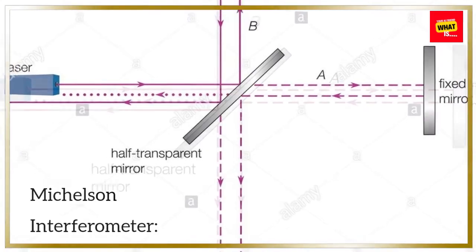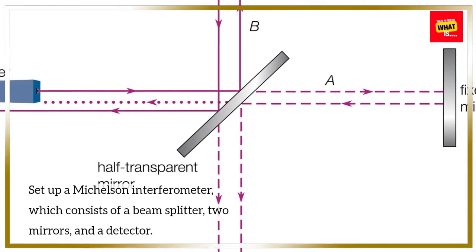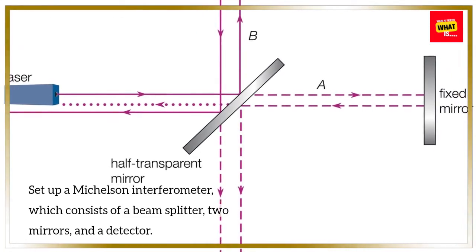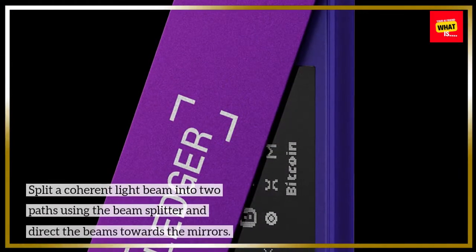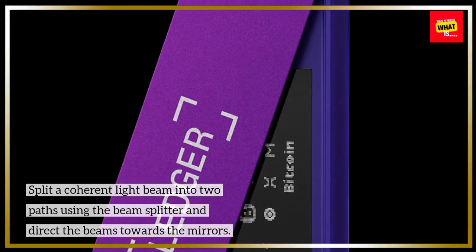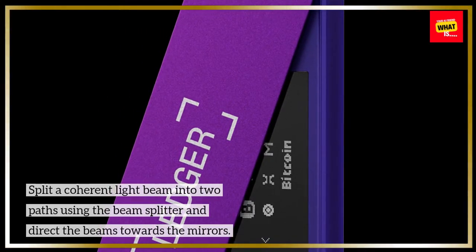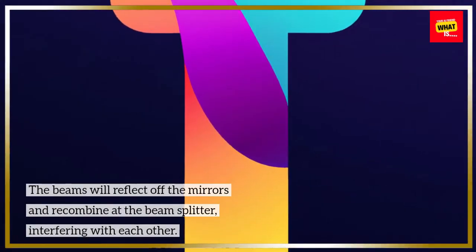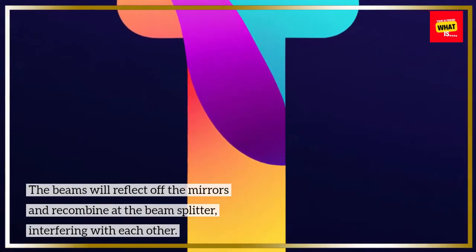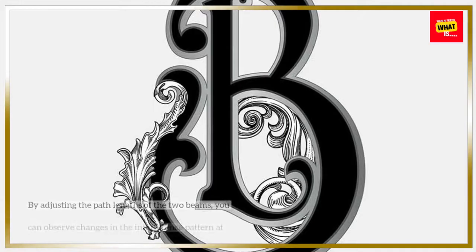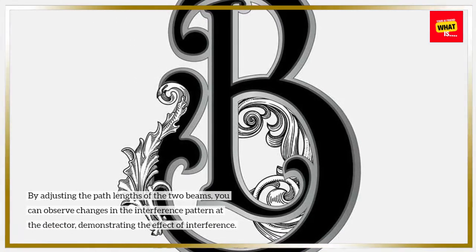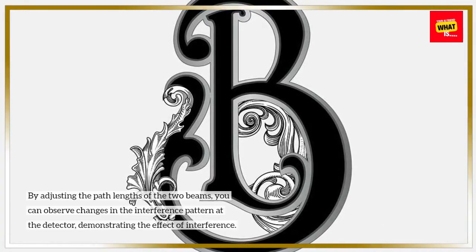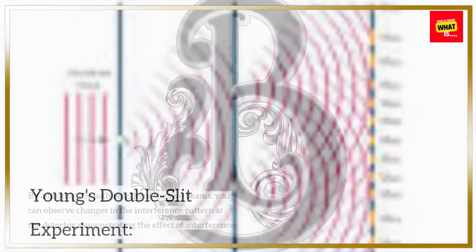Michelson interferometer. Set up a Michelson interferometer, which consists of a beam splitter, two mirrors, and a detector. Split a coherent light beam into two paths using the beam splitter and direct the beams towards the mirrors. The beams will reflect off the mirrors and recombine at the beam splitter, interfering with each other. By adjusting the path lengths of the two beams, you can observe changes in the interference pattern at the detector, demonstrating the effect of interference.